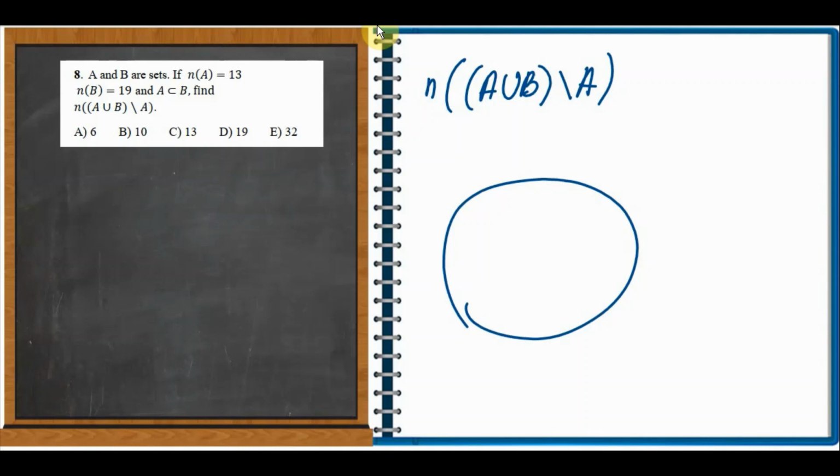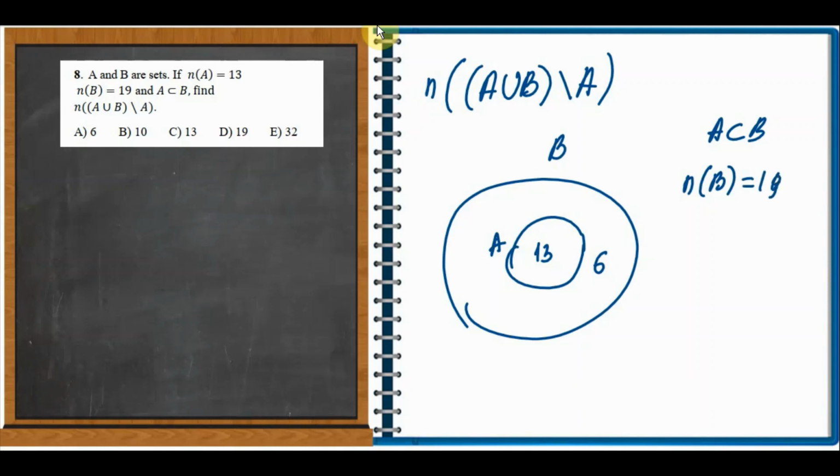Now, let's say this is B, and as we know, A is a subset of B, so A must be inside B. The number of elements in A is 13, and what will be the number of elements in the ring area? That will be 6, because we know that altogether the number of elements in B is 19.